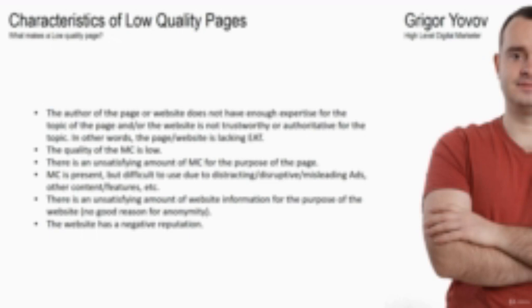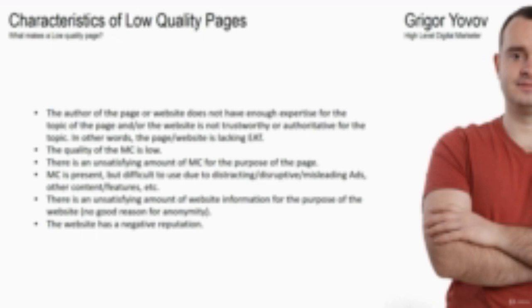Also, unsatisfying amount of main content. The important thing you need to know is that an unsatisfying amount of main content is a sufficient reason to give a page a low quality rating, which basically means that if you have an unsatisfying amount of main content, no matter how well you fulfill the other criteria, you will still earn a low quality rating. So this is important. You need to have a satisfying amount of main content.